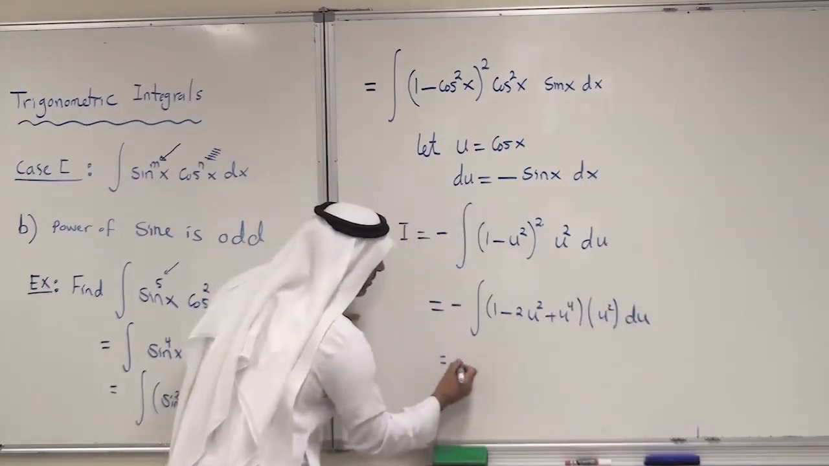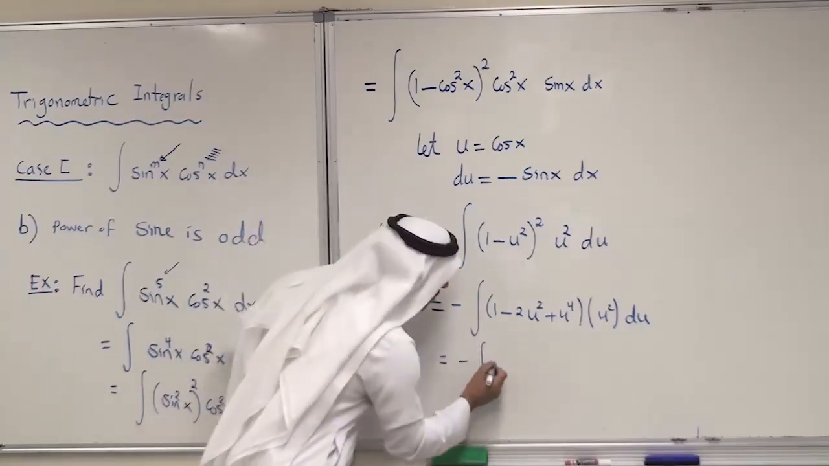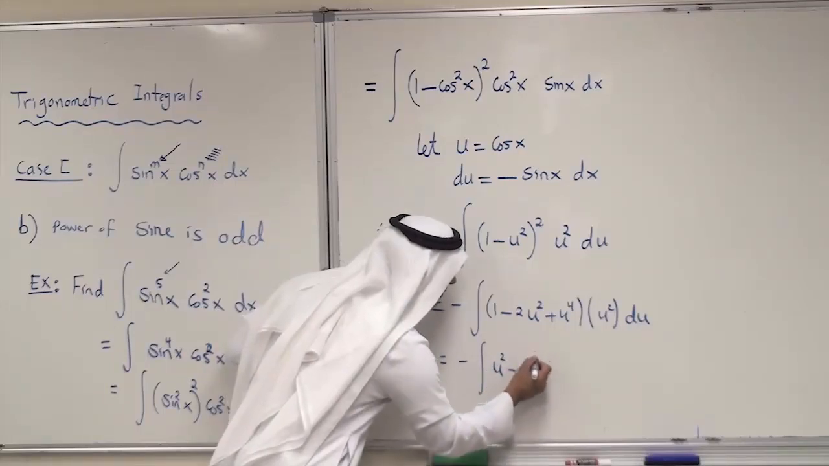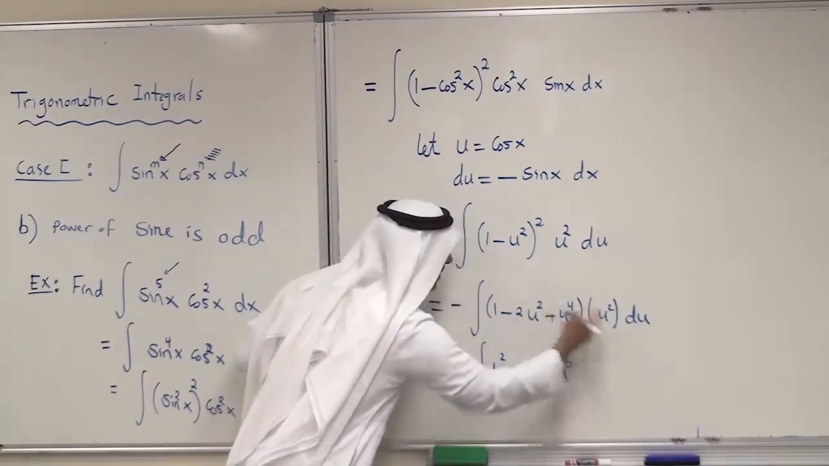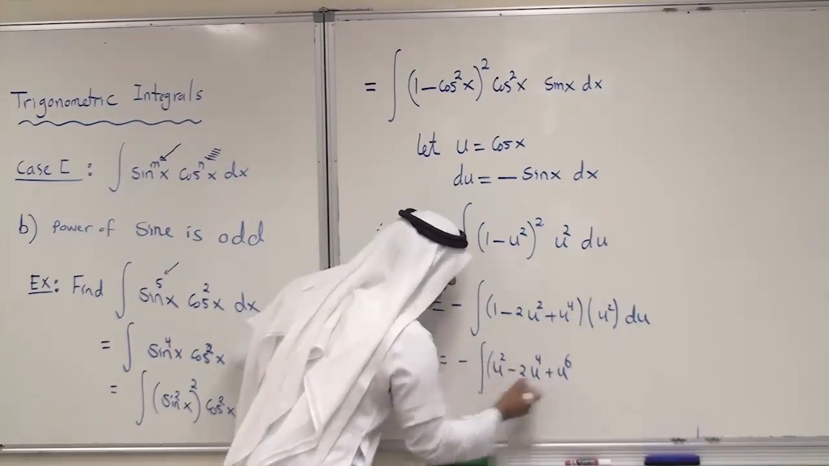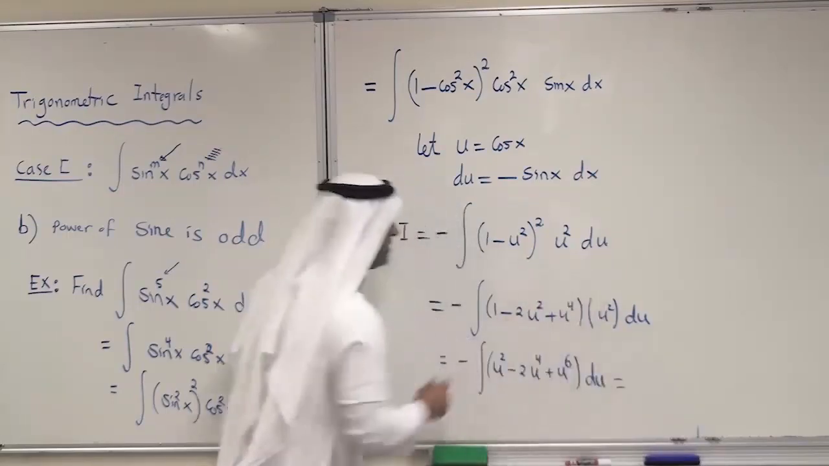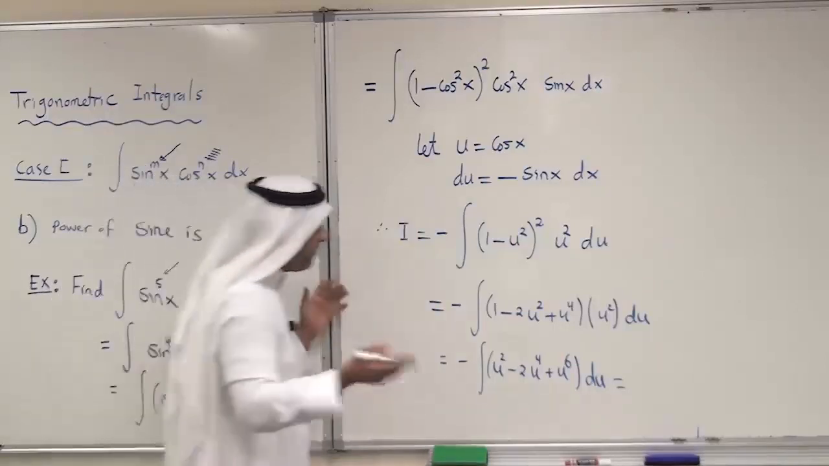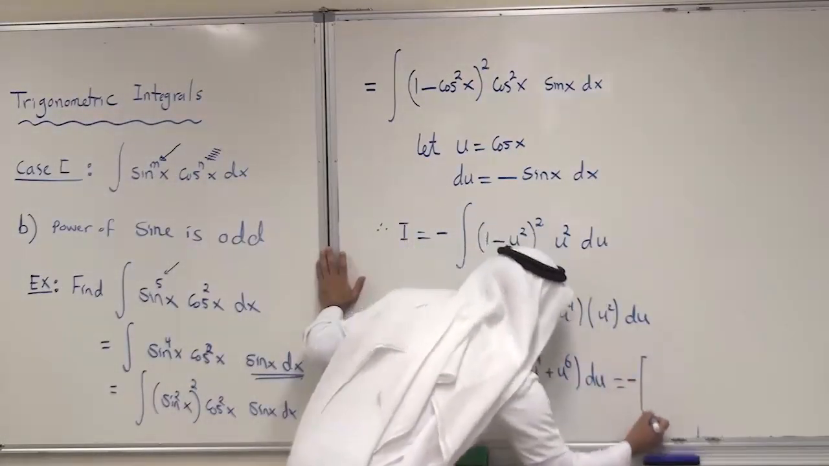Fine. So this is equal to minus. I keep the minus sign outside. And we have here u squared minus 2u to the power 4 plus u to the power 6. I'm adding exponents in multiplication. All of this should be integrated with respect to u, and then that will give us the answer. Now it is so simple. It became a polynomial function, and the integral of a polynomial function is so simple. So this is minus, and I open a bracket like this.